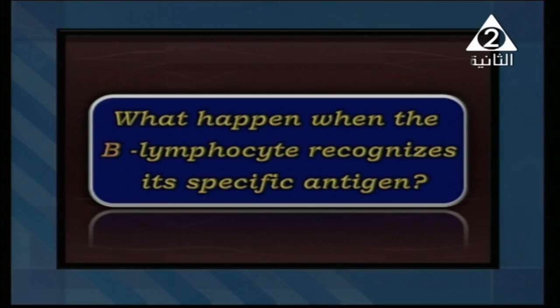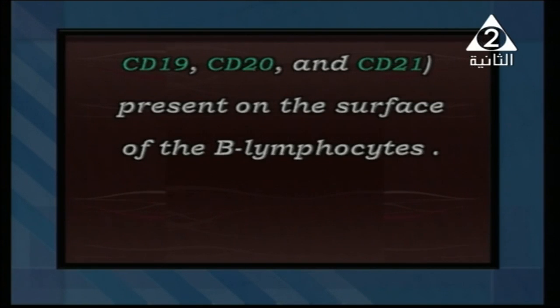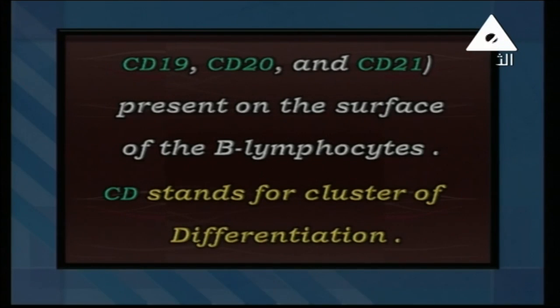Okay, let's start our story right now. Number one, it attaches itself to the antigen by using the immune receptors. So number one, attachment, by using what? The immune receptors. After that, number two: these receptors, CD19 or CD20 and CD21, refer to the clusters of differentiation, like CD19, 20, and 21, that already exist on the surface of the B lymphocyte.